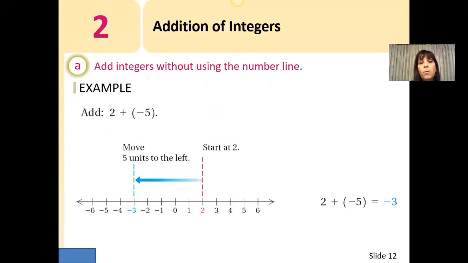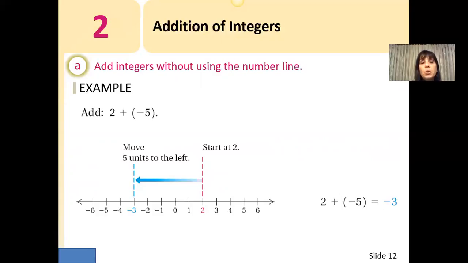Now we will get into the 4 operations. If you need to start learning the 4 operations, especially the addition, on the number line, sometimes that's easy to understand. So for example, if I have 2 plus a -5, I would start at the number 2, which is on the right of the 0, and then if I add a -5 to it, -5 goes to the left.